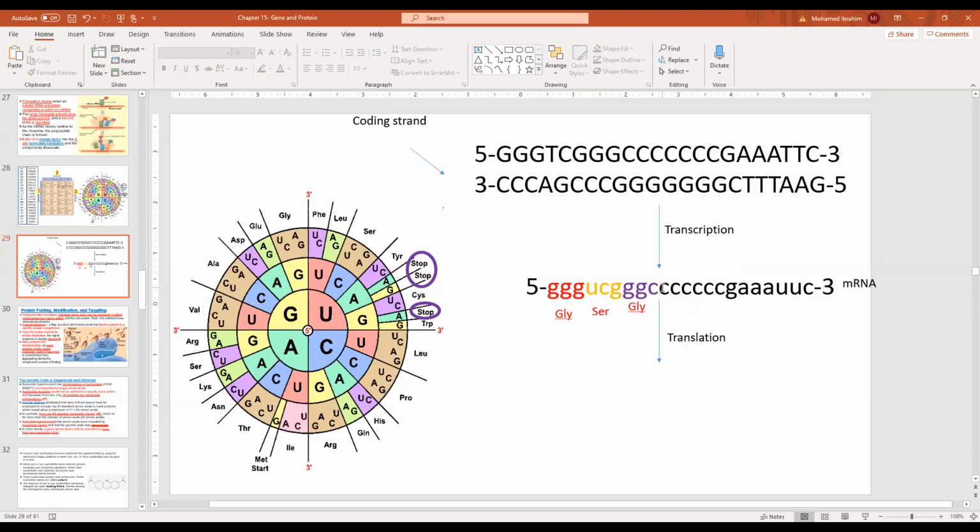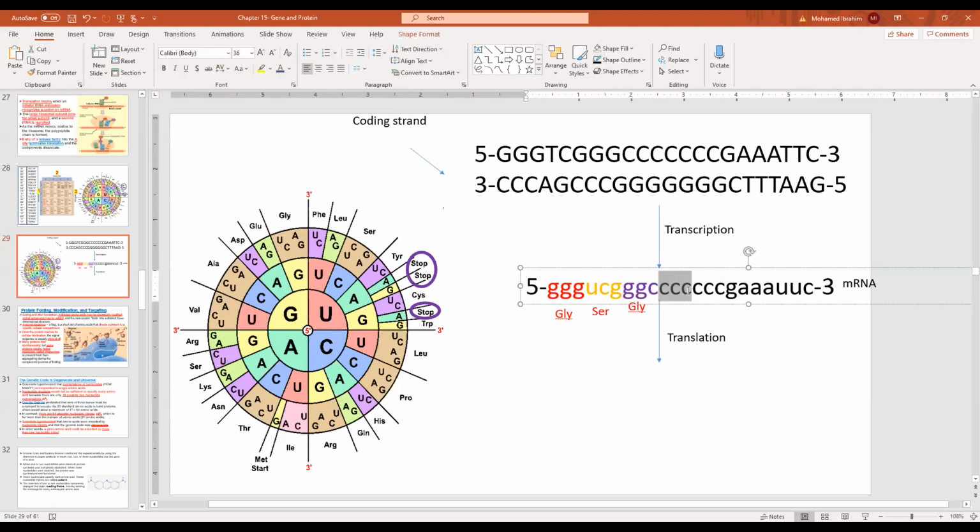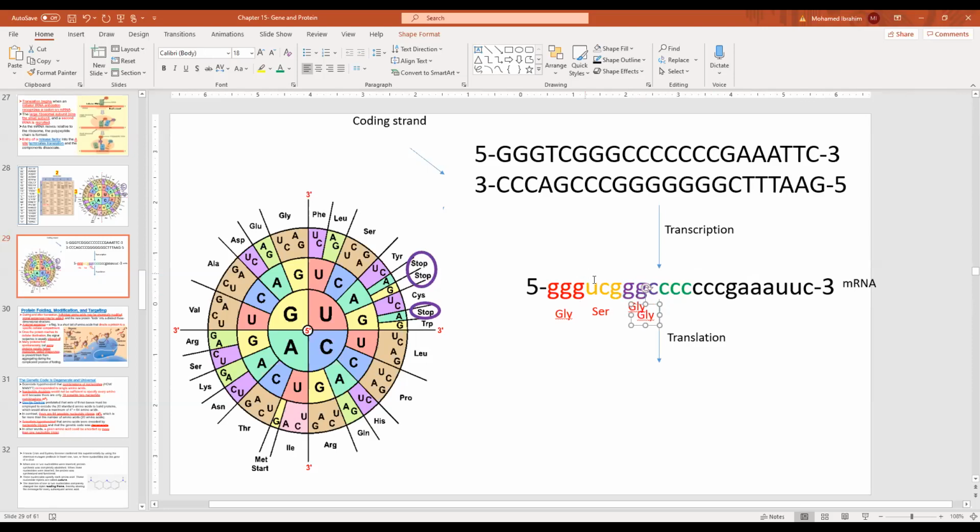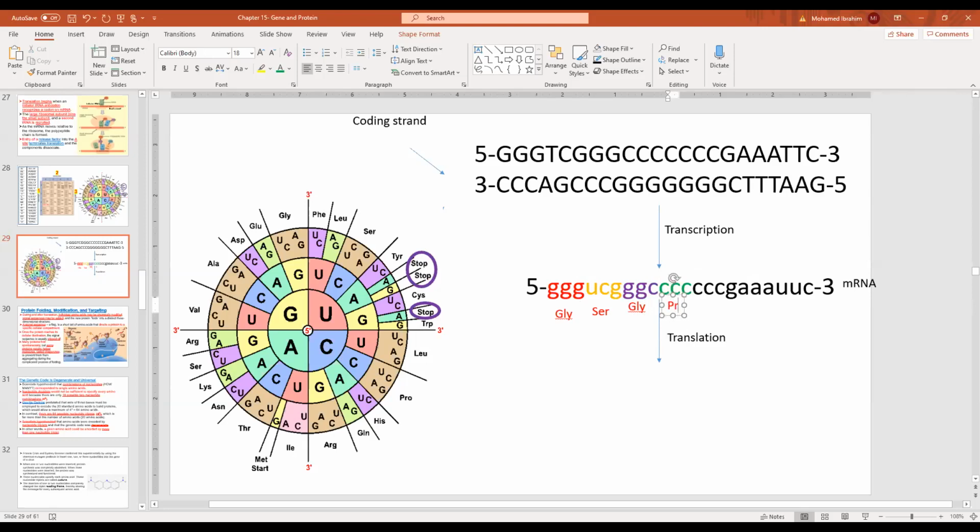Now move to the fourth one, 3 Cs. I need somebody else to tell me what amino acid can come from 3 Cs. Proline, yes, proline. C is a proline. Proline, perfect. Great. Make this proline here. And then another 3 Cs, right? So that will be another proline.